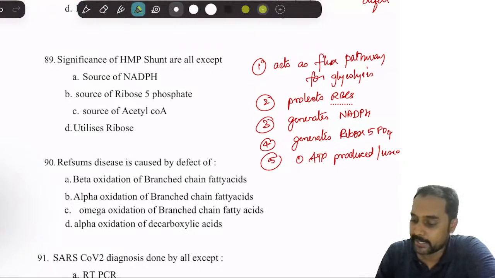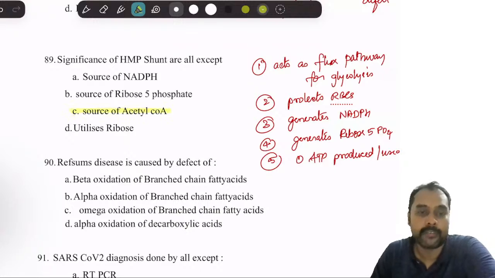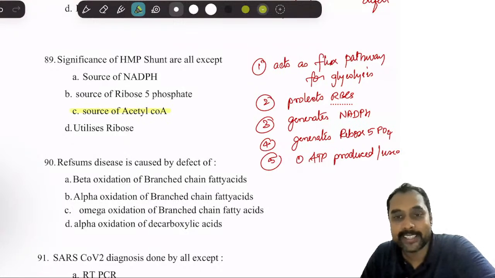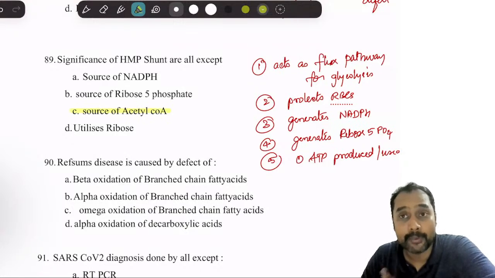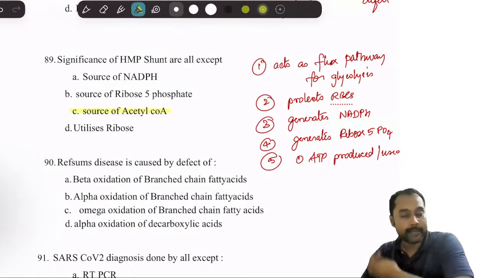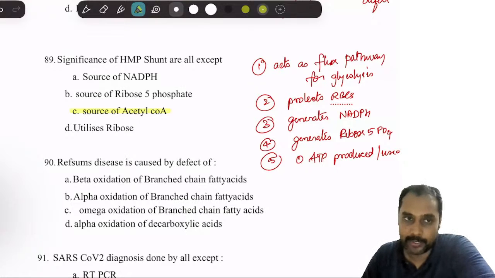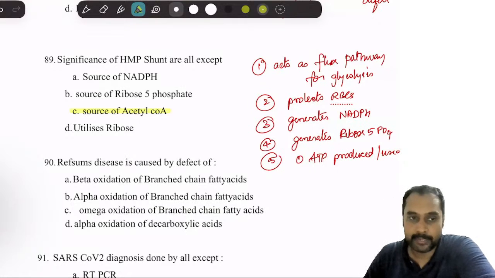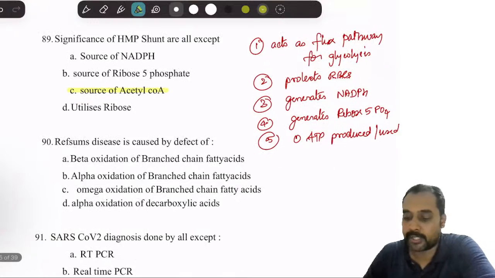So what is the answer? It is not a source of acetyl-CoA. So where does acetyl-CoA come from? Acetyl-CoA comes from glycolysis. Glycolysis end product is pyruvate. Pyruvate is converted by pyruvate dehydrogenase complex to acetyl-CoA. It is not coming from HMP shunt. Very simple and straightforward question.